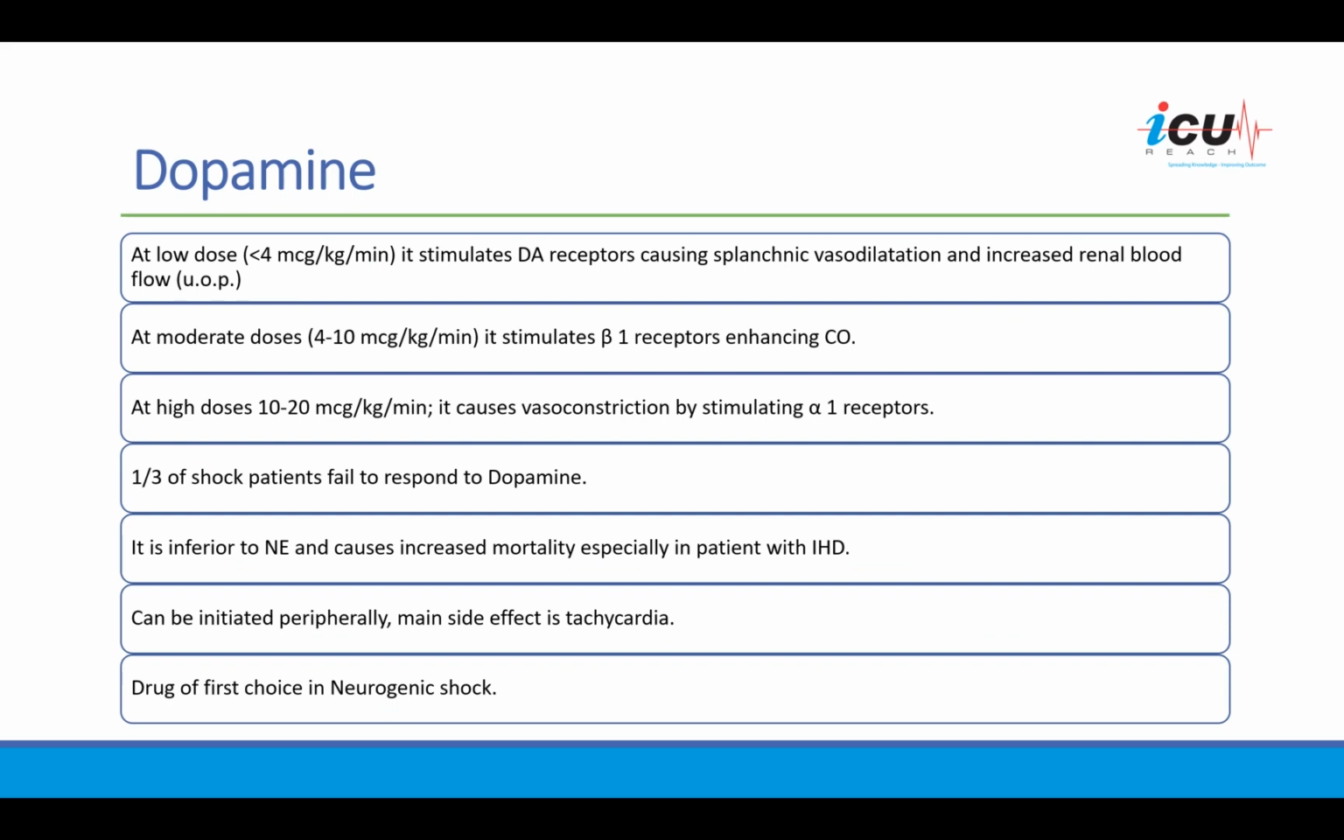And of course, one-third of shock patients fail to respond to dopamine. It is not an agent that we use for septic shock patients. It is inferior to norepinephrine and causes increased mortality, especially in patients with ischemic heart disease. The agent can be initiated peripherally, and the main side effect is tachycardia. If you have neurogenic shock, it's an agent that you can utilize.